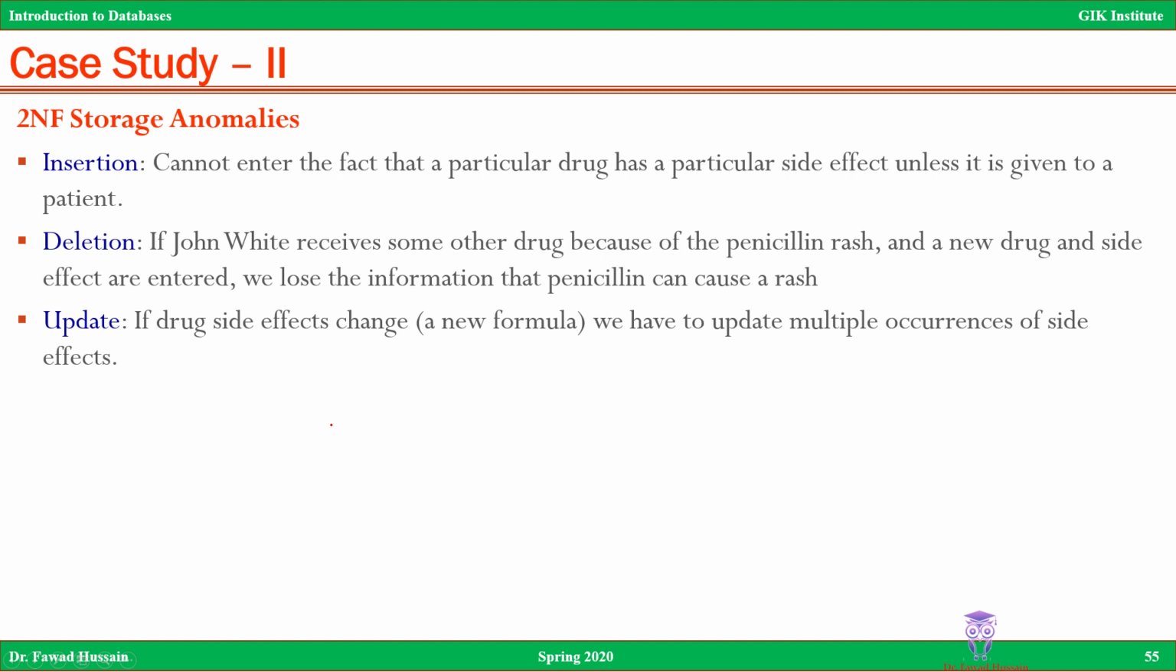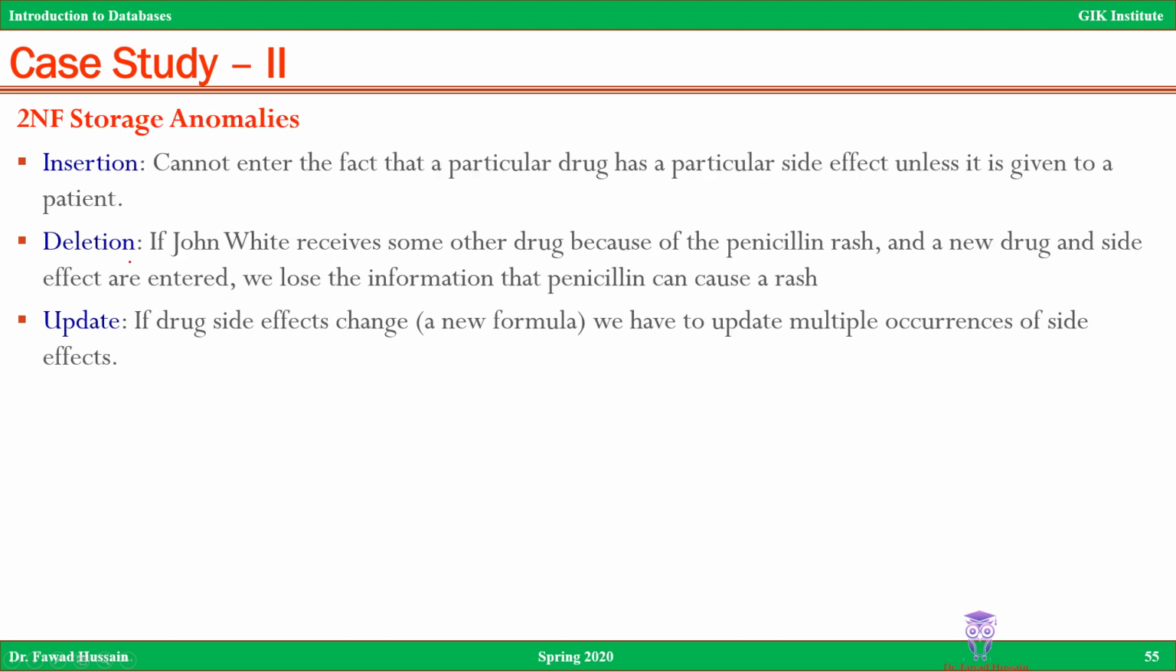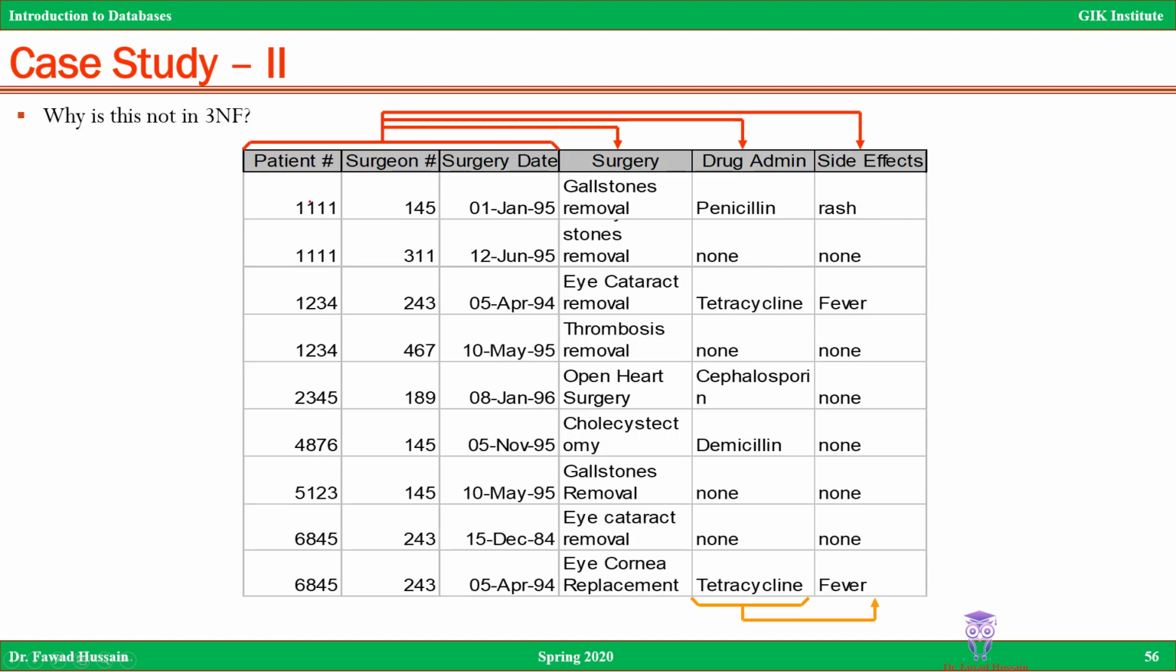If I were to change the fact that one drug has a side effect, I'm going to have to scan the entire database and look for all those surgeries where the drug has been prescribed, and then go and change all the corresponding entries. So I've solved the insertion, deletion, and updation problem, but I have a new set of insertion, deletion, and update problems. So that's why 2NF is not enough. So what can we do?